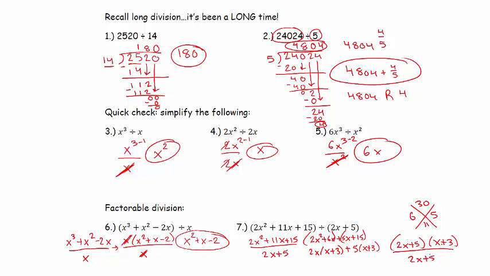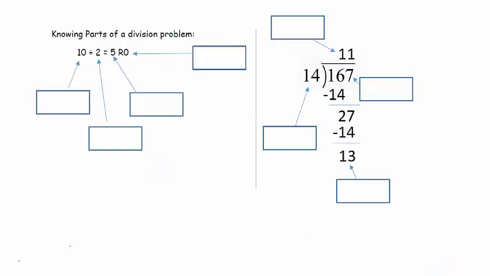Now that the top is factored and everything's in parentheses, I may simplify anything that does appear in the denominator. So the 2x plus 5s basically can reduce with each other to get 1, and you're simply left with x plus 3. We need to make sure that we know the vocab, again, because we're going to be dividing things with letters, so it's important that we can all speak the same language.